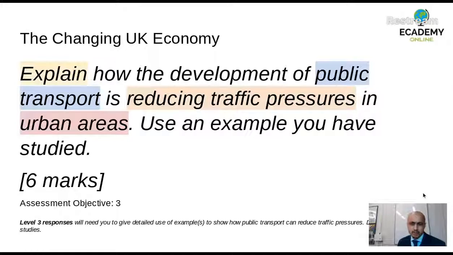So there are key components to this. Number 1, you've got to explain. So it's got to be something that you are giving a reasoning for. It can't just be simply descriptive. You've got to talk about public transport in specific, and you've got to talk about how you can reduce traffic pressures. So how can you reduce traffic on the road and elsewhere? And it's got to be focused on an urban area, not a rural area. That's very, very important as well. So that's going to be giving you 6 marks in total at the end.